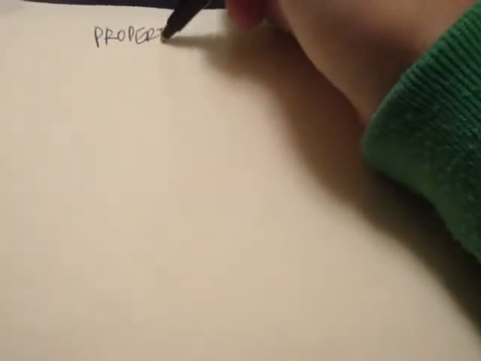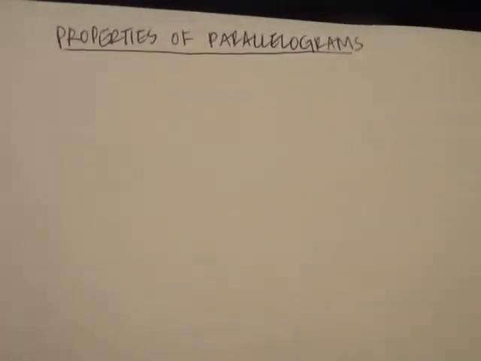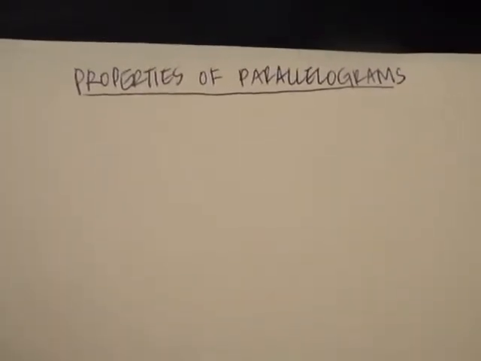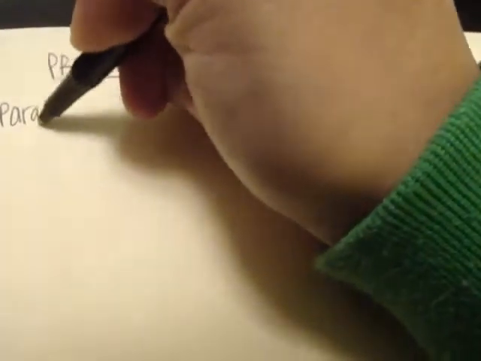Okay, in our last lesson, we just learned about the properties of polygons, and today we're going to talk about a specific polygon, which is a quadrilateral, and a specific quadrilateral called the parallelogram. So go ahead and title your note properties of parallelograms.